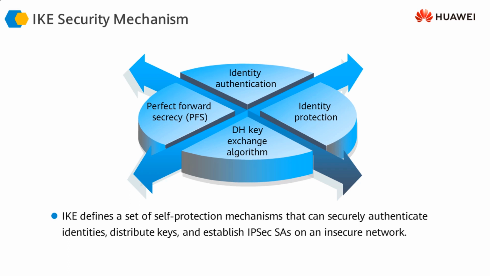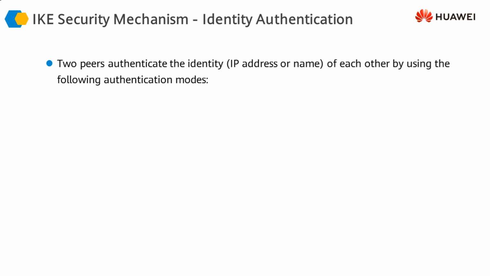So let's take a look at these tasks one by one. First of all, we are going to look at identity authentication and see what it is and what it does. Identity authentication authenticates the identity of the two peers. We can use either the IP address to identify the peer on the other side, or we can use a name. When do we use the IP address and when do we use the name? We'll look at it later on. For now, you should remember that we can use either one of them, either the IP address or the name of the peer.